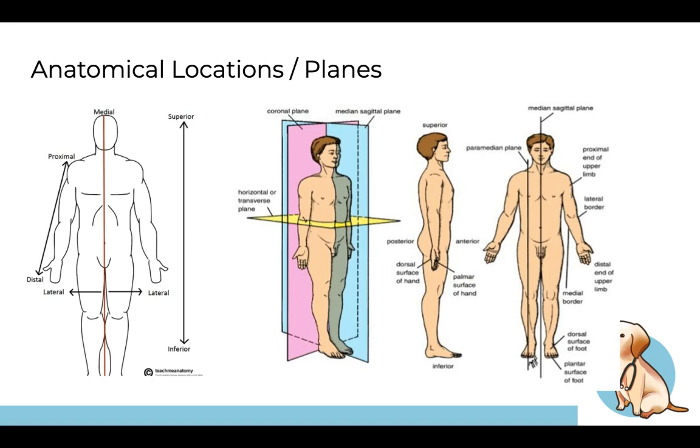And there's some other terms you use that are specific to certain parts. So for your hand, you have the palmar surface, and then the back of your hand is the dorsal surface. And so same thing on your foot. The top of your foot is the dorsal surface, and the bottom is the plantar surface. And everything else there is pretty much the same as the first picture.